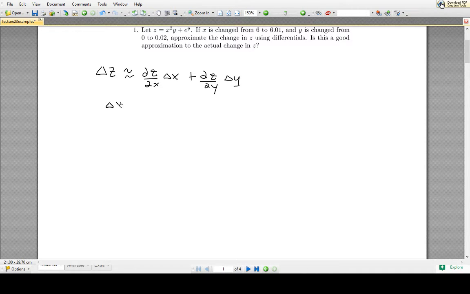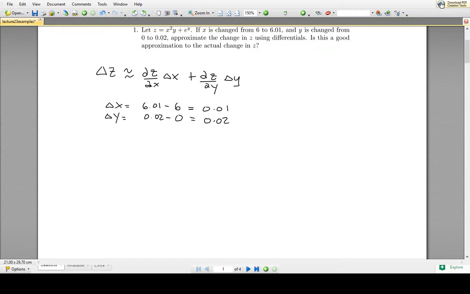So delta x, how much does x change? Well, x changes from 6 to 6.01, so this is the end of x minus the beginning of x. So x started out as 6 and ended as 6.01. So this change in x is 0.01. Similarly, the change in y is equal to what was the final y, 0.02, minus the initial y, which was 0. So the change in y is 0.02.